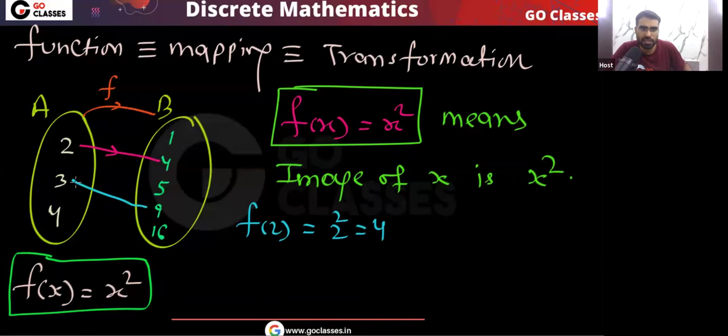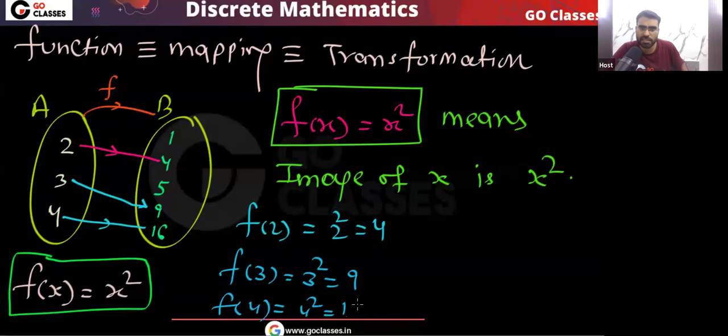What will be f of 3? That will be 9. What will be f of 4? That will be 16. So is this a valid function from set A to set B? Yes, this is a valid function because every element of A is associated with exactly one element of B. You can notice f of 2 is 4, f of 3 is 3 square, that is 9, and f of 4 is 4 square, that is 16.